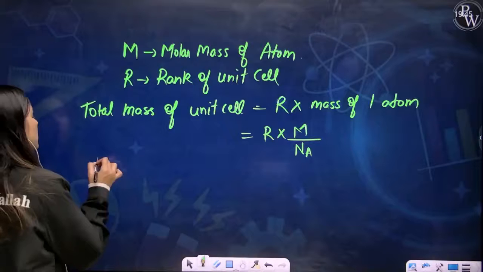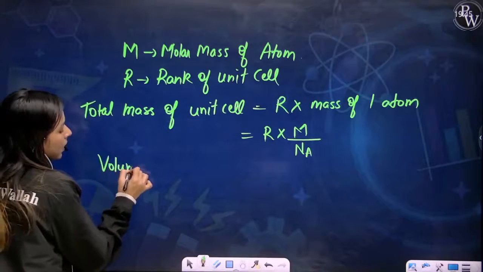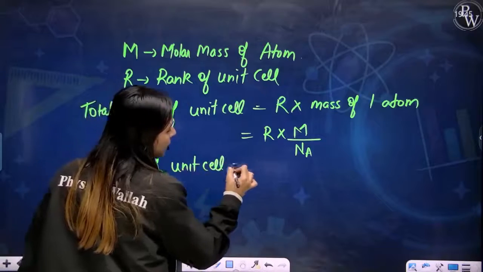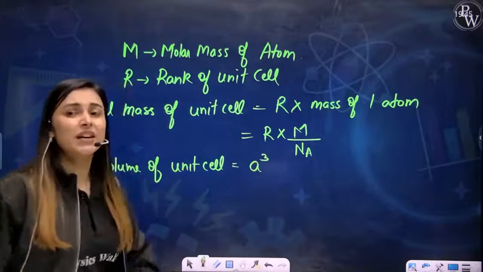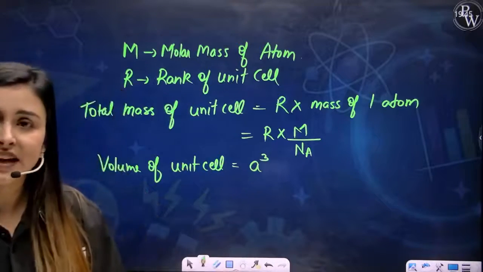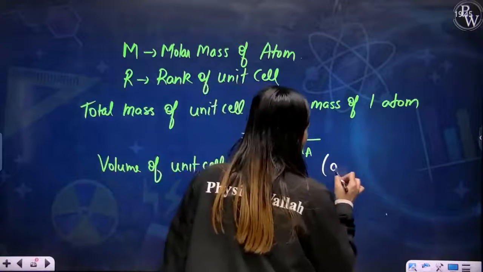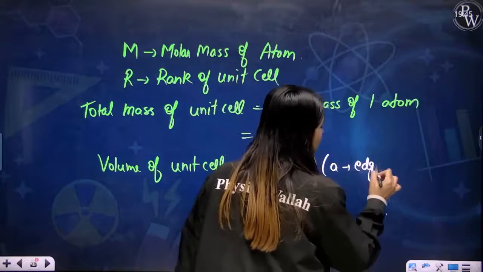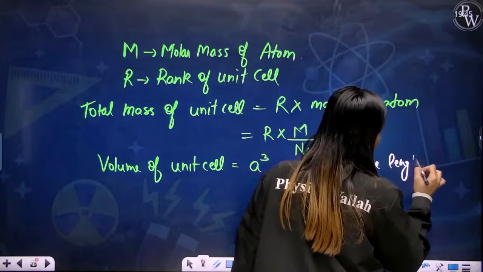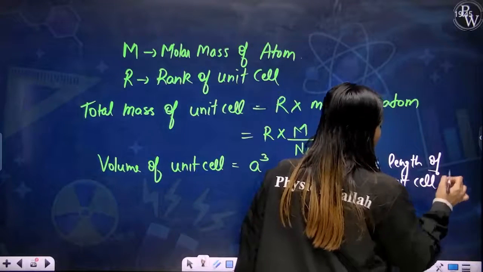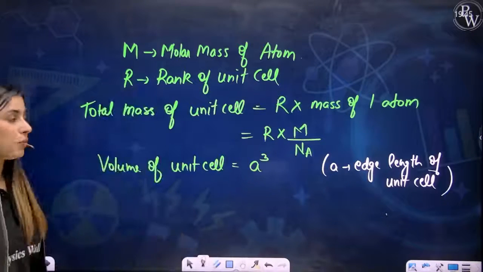The volume of the unit cell will be equal to A cube, because still we are considering a cubic unit cell, and A is the edge length of the unit cell. Edge length of unit cell. Right? Yes, ma'am. Perfect. I hope it's clear to you.